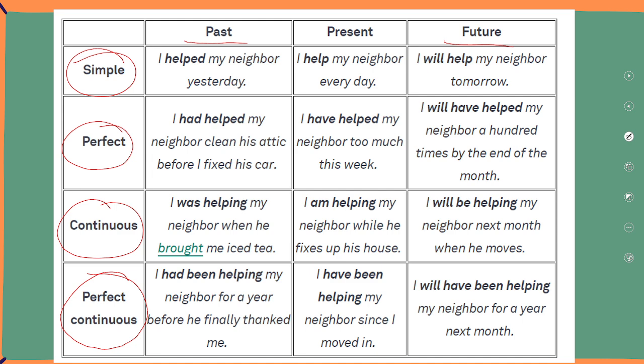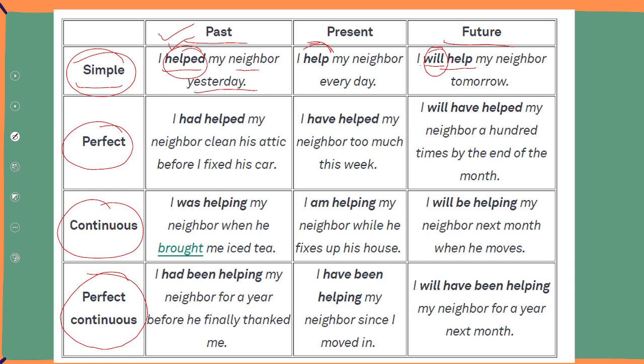Now, let's talk about the past first. Simple. You will just put the second form of help. You can use the past participle with ed. I helped my neighbor yesterday. So, past. But in present, you just simply use help. And in future, you will use will and then help. So, I helped my neighbor, I help my neighbor, I will help my neighbor.